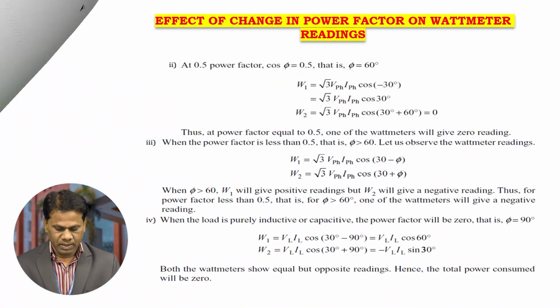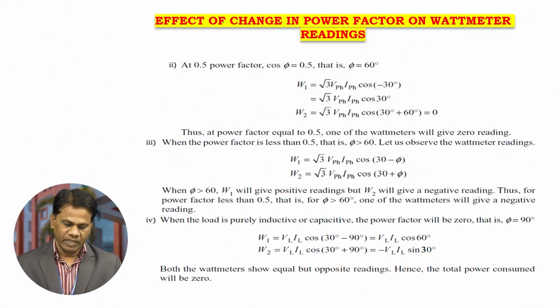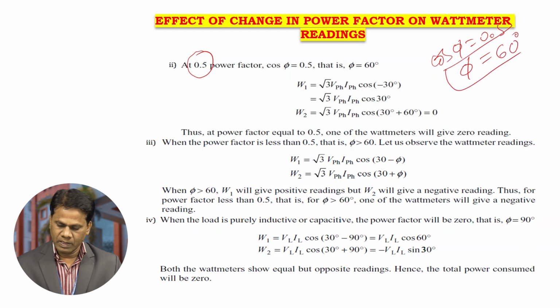So next case, we are considering the power factor is equal to 0.5. If power factor is equal to 0.5, that is nothing but cos phi is equal to 0.5, so the angle phi is equal to 60.